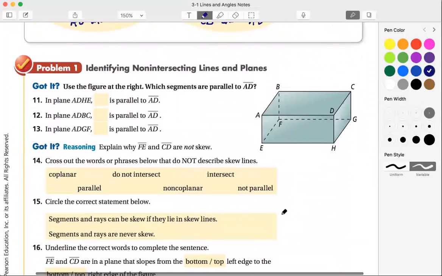All right, problem number 1. So use this figure at the right, identify which segments are parallel to AD. So in plane ADHE, so this front plane here, blank is parallel to AD. Well, EH would be parallel to AD. In plane ADBC, the top plane, which segment is parallel to AD? Well, the segment BC would be parallel. All right, in plane ADGF, this is the diagonal plane that goes through this rectangle. Blank is parallel to AD. FG is parallel.